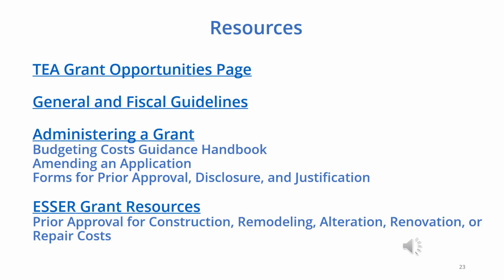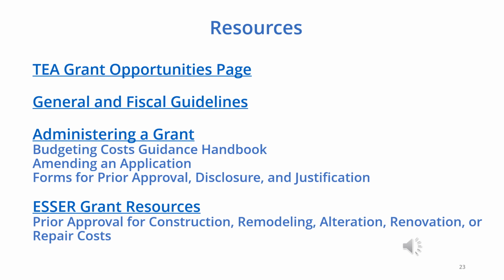Here are links to some resources that will help you as you complete your grant applications. The first is a link to the TEA Grant Opportunities page. This is where you will access things like the program guidelines and other helpful information like the grant start and end dates, a sample copy of the application, and expenditure reporting deadlines. Next is the General and Fiscal Guidelines. The General and Fiscal Guidelines contain helpful definitions and information on things like reasonable and necessary cost, pre-award cost, administrative cost, and obligation of funds.